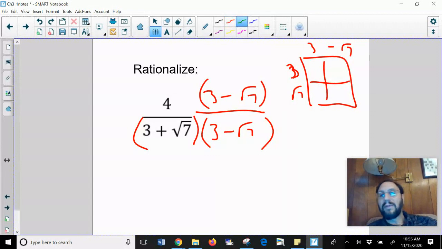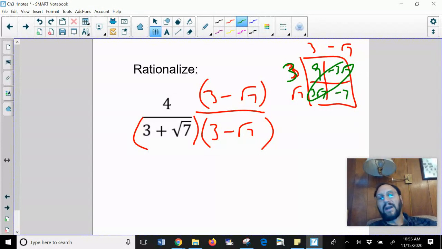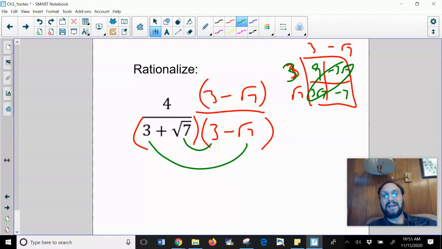You're going to end up with nothing in the middle. So 3 times 3 is 9, and then we have negative 3 square root of 7. And over here is positive 3 square root of 7. And negative square root of 7 times negative square root of 7 is negative 7. See how these are going to add up to 0, because they're conjugates, which means the inner and outer terms are going to add up to 0. So what we end up with is just 9 minus 7 in the denominator. That's because that's all that's left.